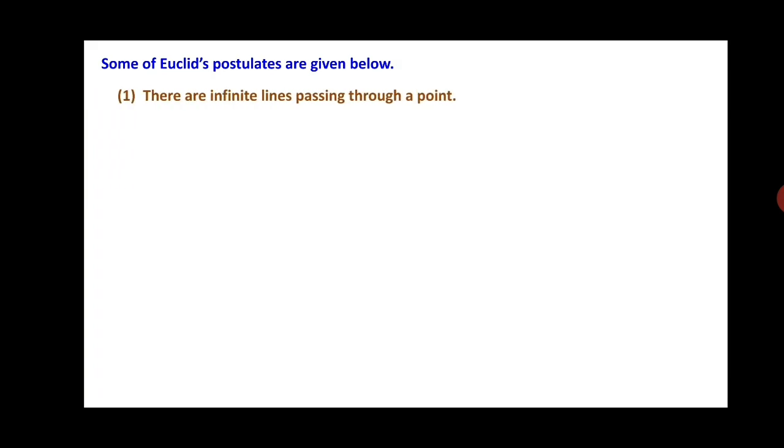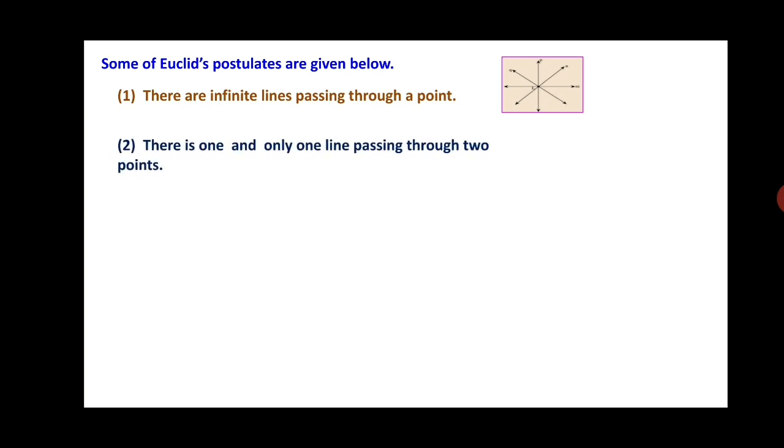So friends, here some of Euclid's postulates are given below. Number 1, there are infinite lines passing through a point. You can see in the figure. Second, there is one and only one line passing through 2 points. In the adjoining figure you can see one line passing through points A and B.